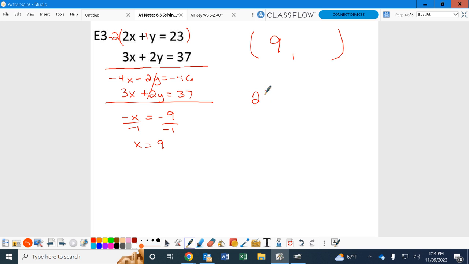2 times 9, I'm plugging in where the x is because it says 2x plus y equals 23. 2 times 9 is 18 plus y equals 23. We minus 18, minus 18. y equals, what is 23 minus 18? 5. There you go. There's your solution.